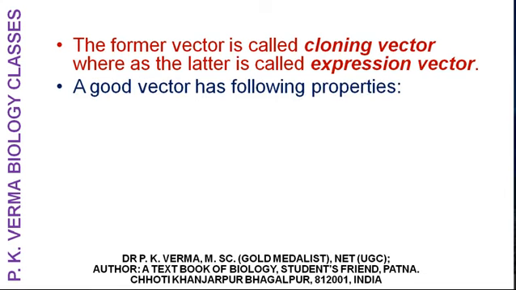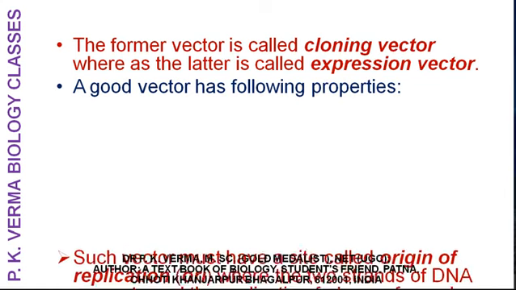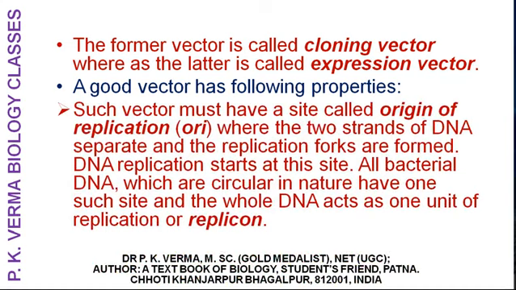A good vector has the following properties. When a vector is made, there are some manipulations, some modification in the structure of the plasmid. So it must have the following properties. The first property: the vector must have a site called origin of replication, or ORI site, or origin, where the two strands of DNA separate and the replication fork is formed. DNA replication starts at this site.